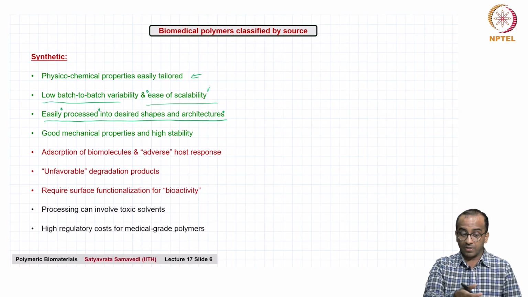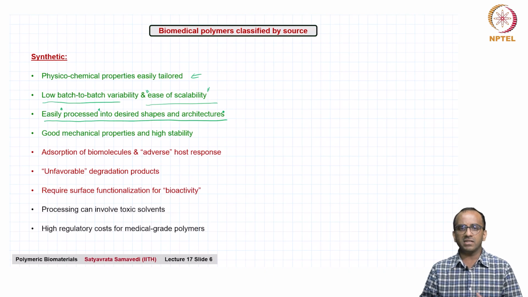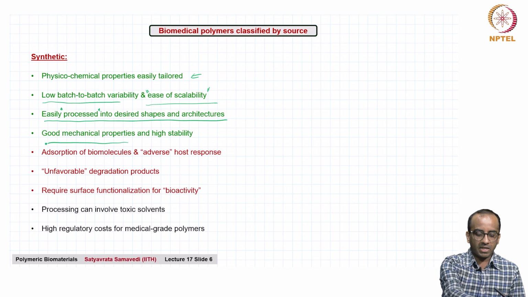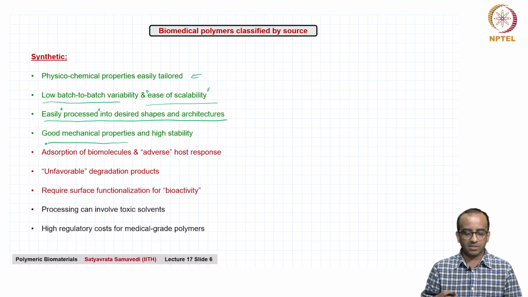You can also have these polymers customized based on the nature of the patient. In some applications, for example prosthesis, most of these polymers will have to be customized for even size and shape based on the patient's needs. So synthetic polymers are very useful that way because they can be relatively easily processed without much difficulty. And as we have already looked at in some earlier lectures, many of them have been used primarily because they have very good mechanical properties and very good stability.